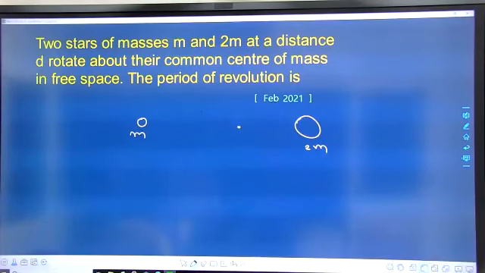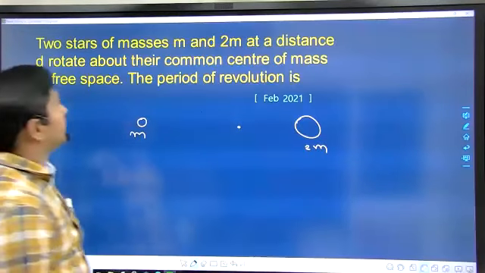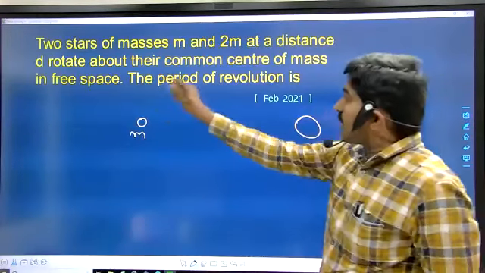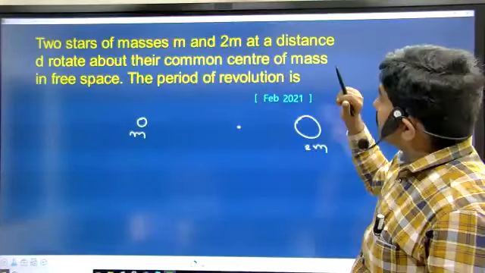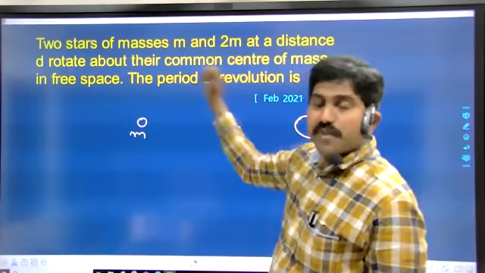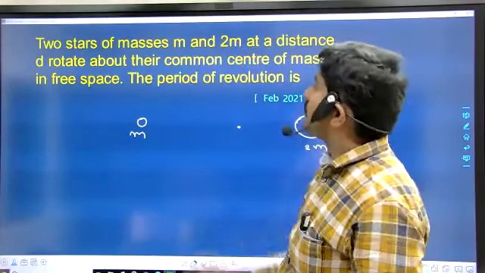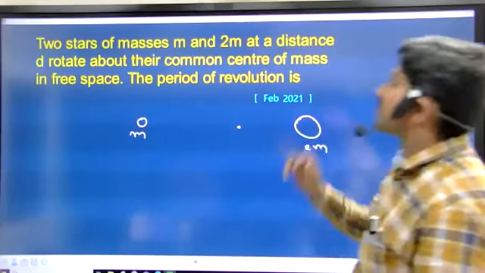Two stars of masses m and 2m are taken. They are at a distance d, and rotate about their common center of mass. That means they are just rotating due to the gravitational force between them only. Now the question is, the period of revolution is?